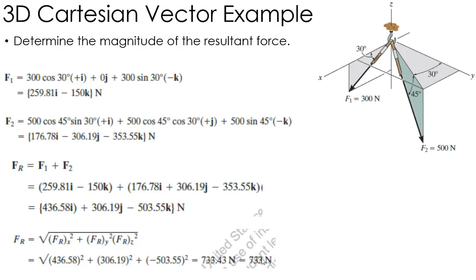So again, I just break my forces up into Cartesian form, sum up my x's, sum up my y's, sum up my z's, and then take the square root of the sum of the squares to find the magnitude.